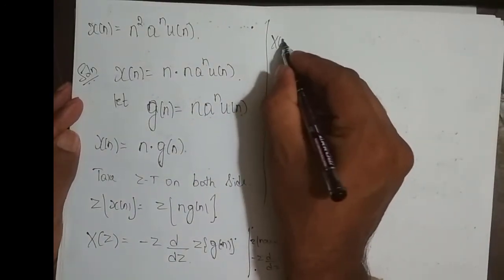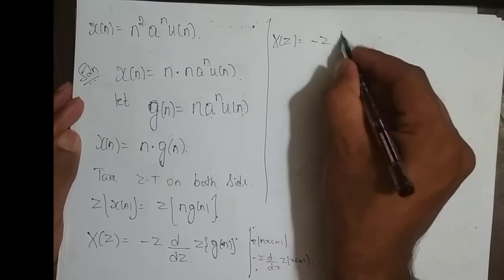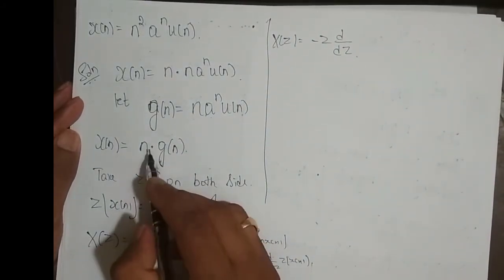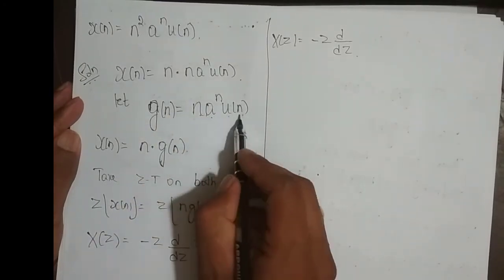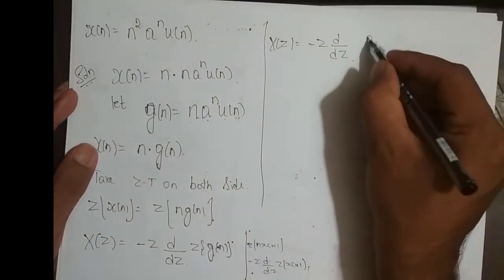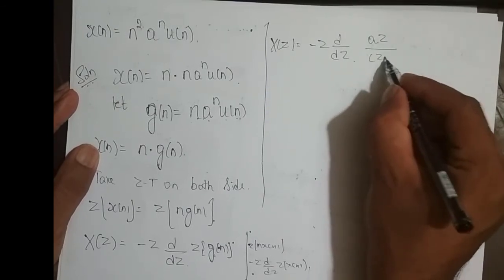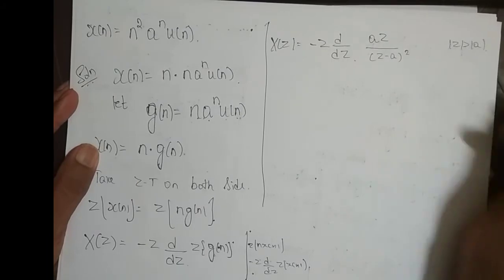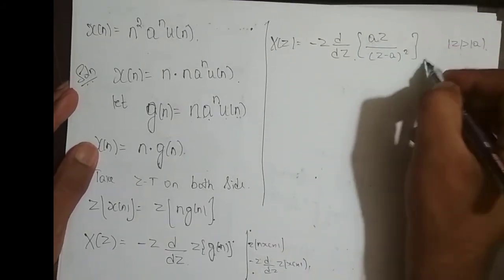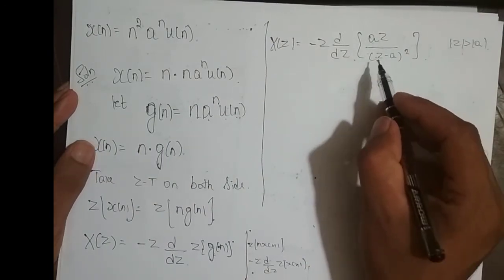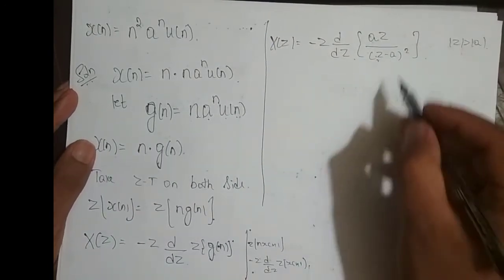Okay, so x of z is equal to minus z into d by dz of the Z transform of g of n. What is g of n? G of n is n into a power n u of n. What is its Z transform? Its Z transform is az divided by z minus a whole square, with ROC magnitude of z greater than magnitude of a. I have solved it in the previous problem, so I am directly applying it here. If you don't know the result, you have to solve it and then apply it here.